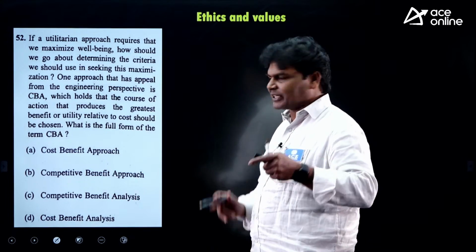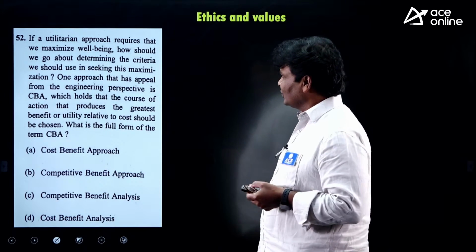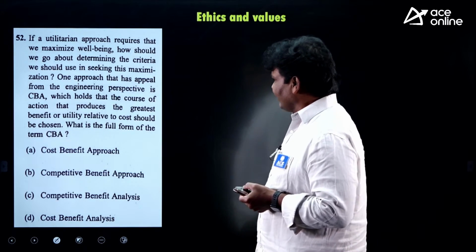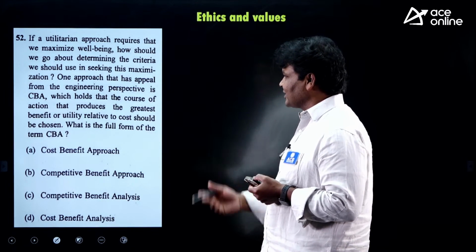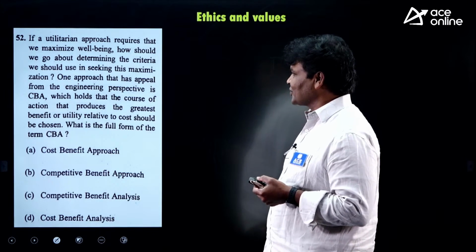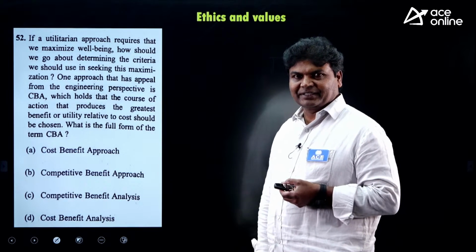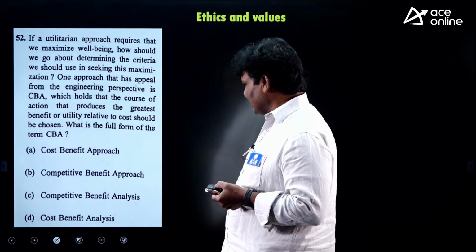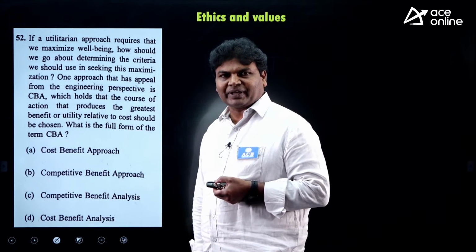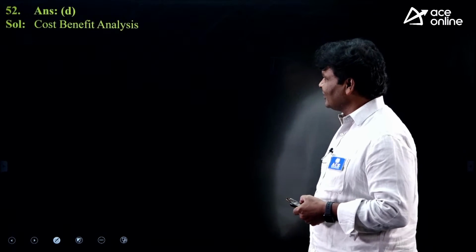Through CBA, we try to analyze maximizing the well-being of the person through a utilitarian approach, which holds that the course of action that produces the greatest benefit or utility relative to cost should be chosen. What is the full form of the term CBA? The easiest question, which you could have easily attempted: cost benefit analysis. We have already seen this one, students. D is absolutely the right answer, cost benefit analysis.